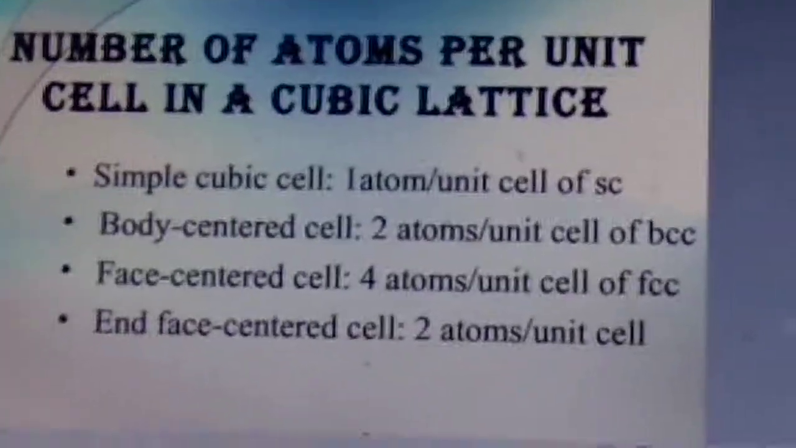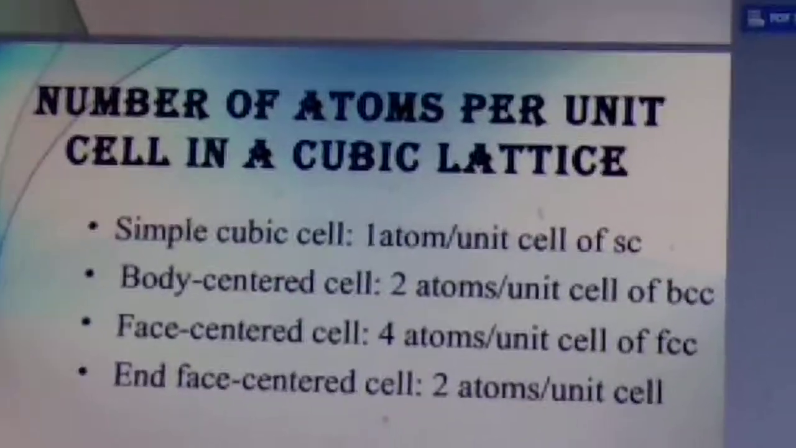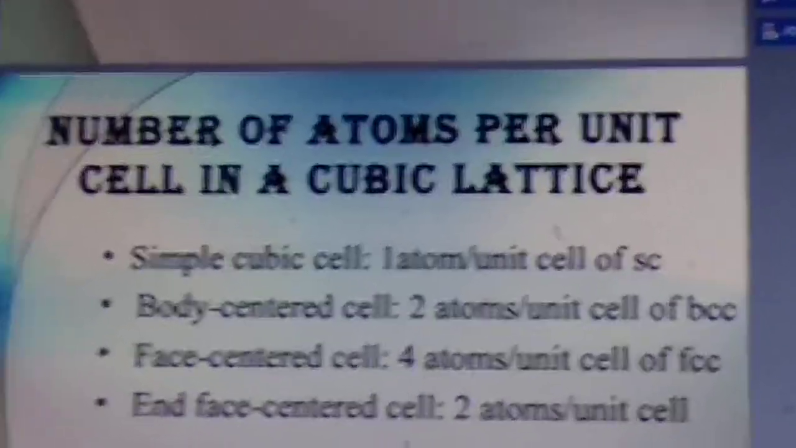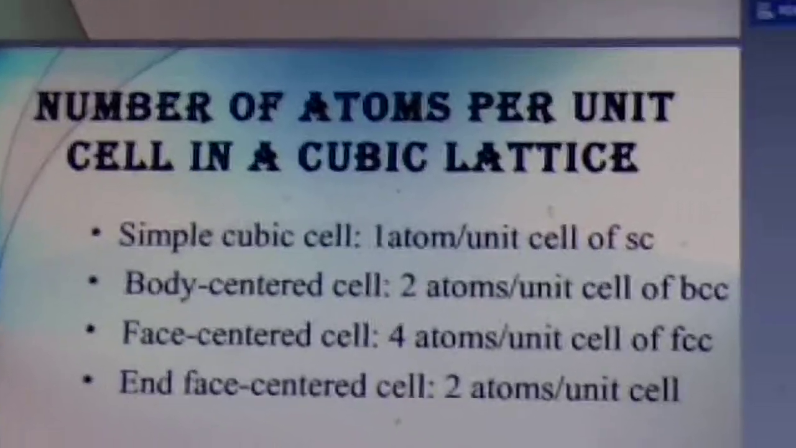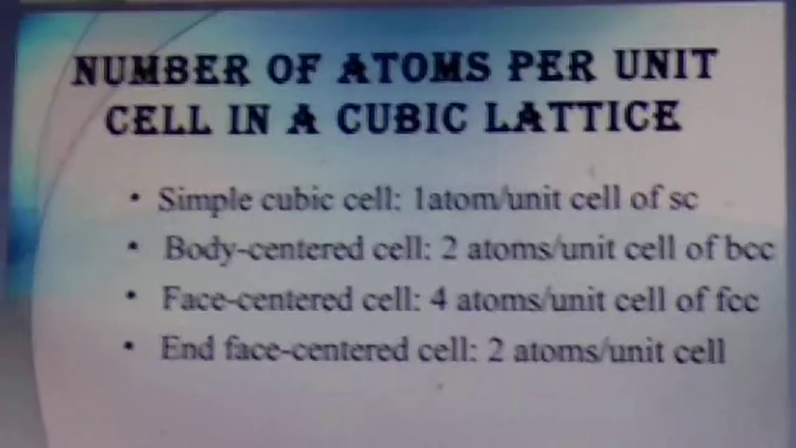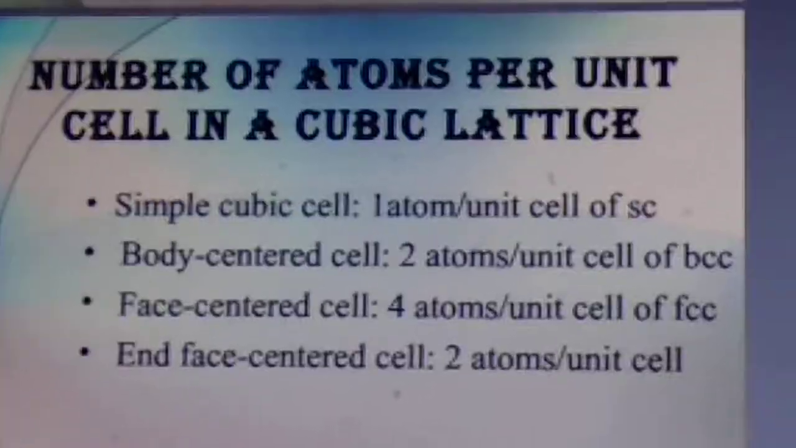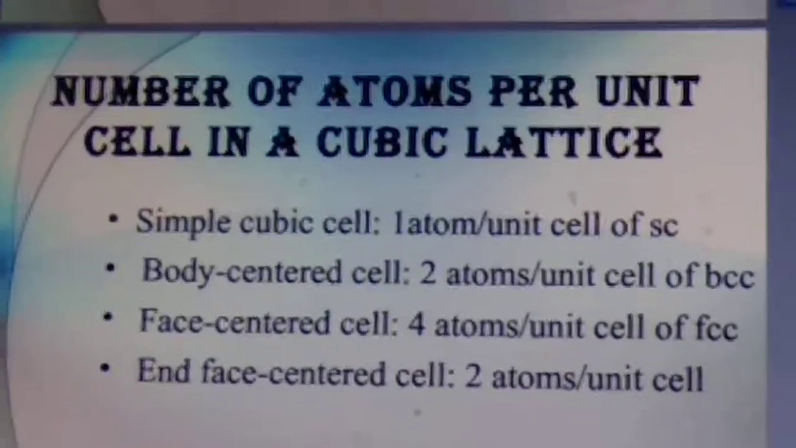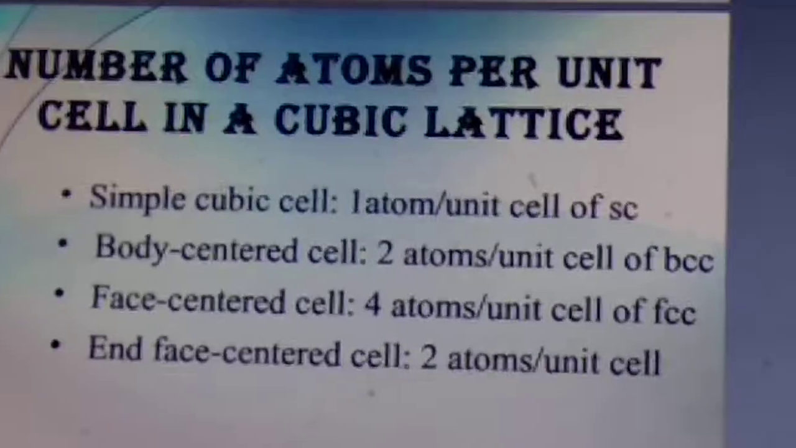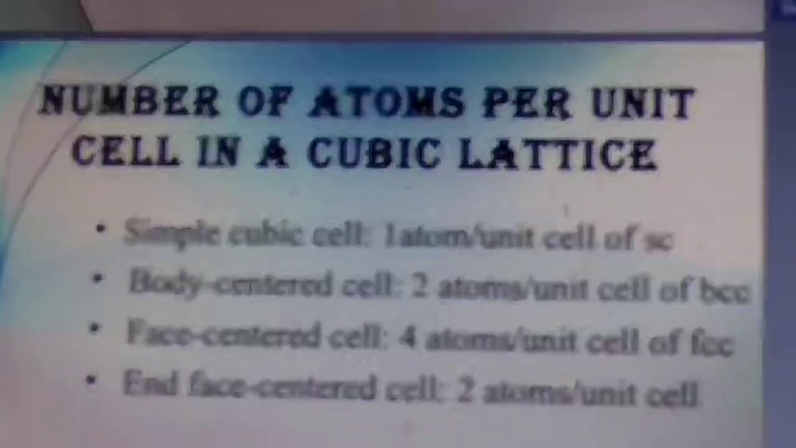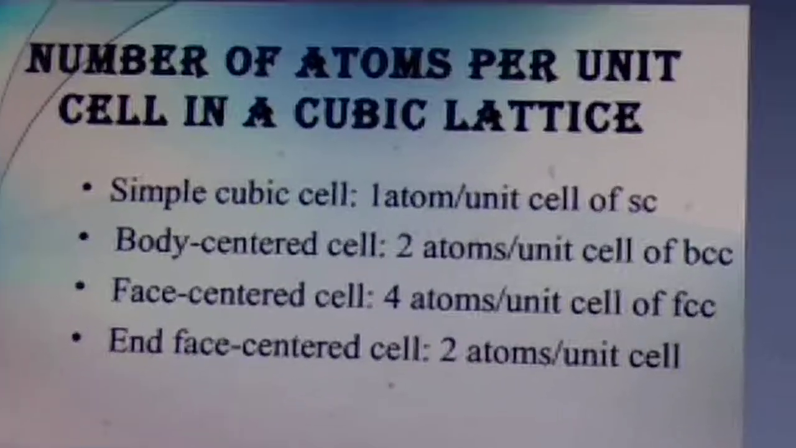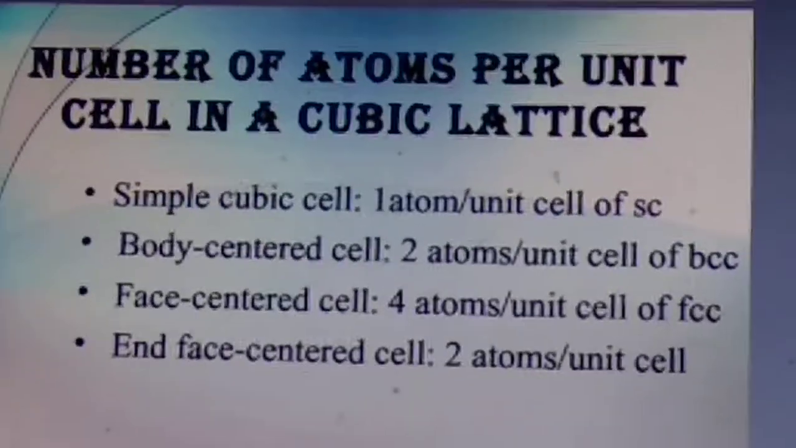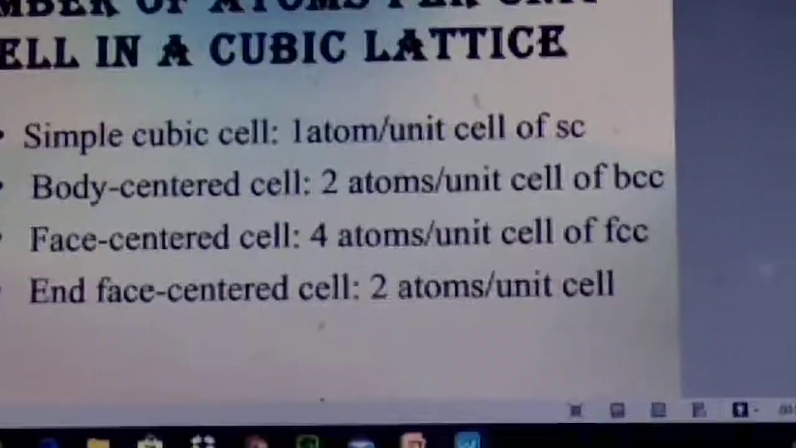There are 6 faces, so half into 6, plus 1 by 8 into 8, that is 1. 1 plus 3. How 3? In each face there is half an atom, so 6 faces, half into 6, total 3 atoms. And the 8 corners, total atoms 1. So 1 plus 3, 4 atoms. End face centered cell, 2 atoms. How 2 atoms? At the corners, 1 atom, and the 2 faces, half into 2. So 1 plus 1, 2 atoms.